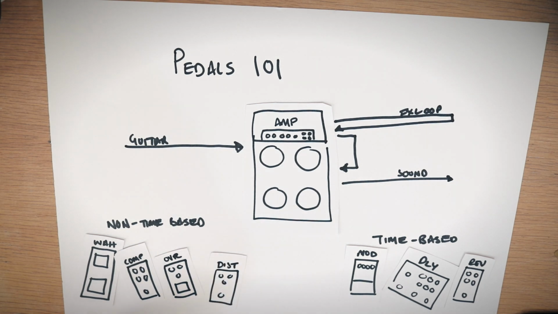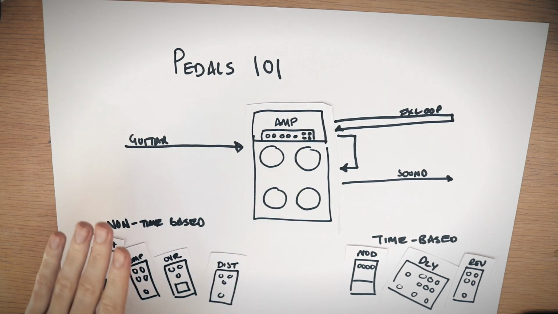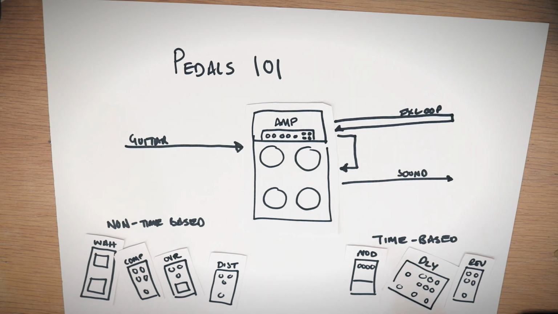And as a general rule, you want to put non-time based effects into the front of the amp and you want to put time-based effects through an effects loop. There are obviously exceptions to this rule, and it's all a kind of matter of taste.